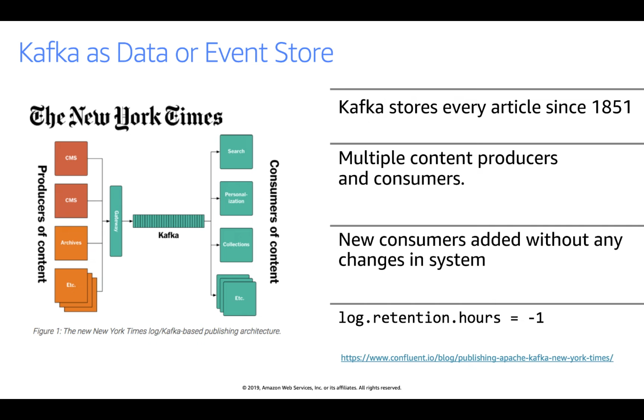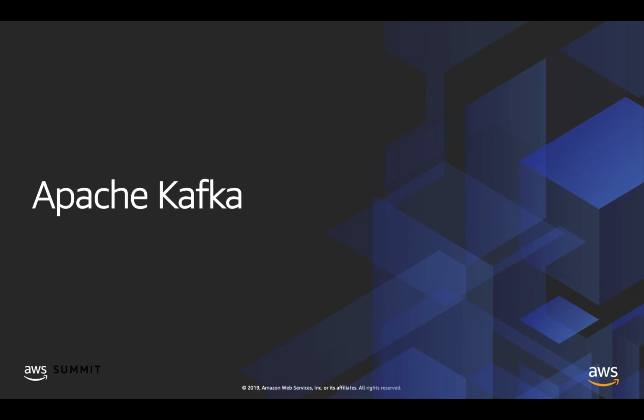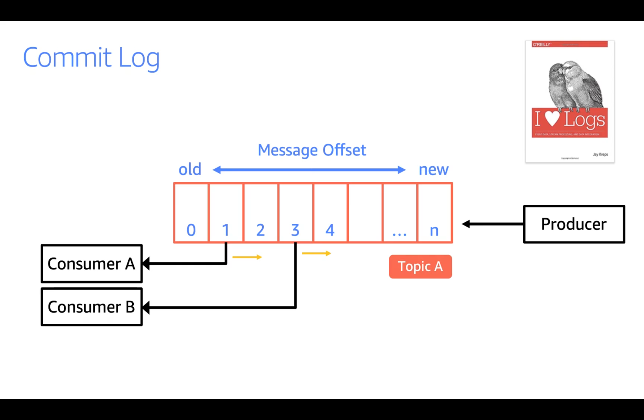And now I think it's time to familiarize ourselves a little bit more with the inner workings of Kafka. So let's look into Kafka. Kafka in its core is a commit log. A log is just another word for a stream, and logs are the heart of stream processing.